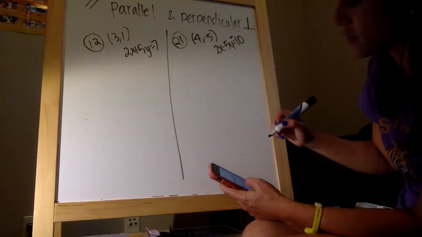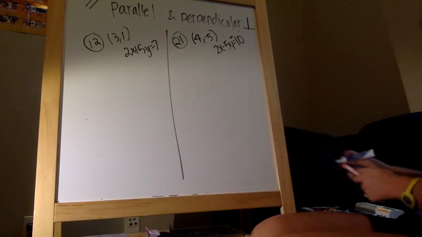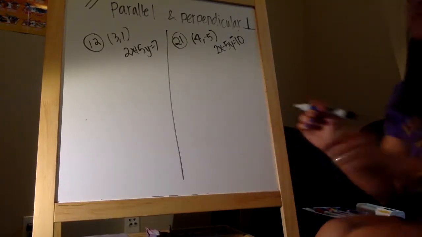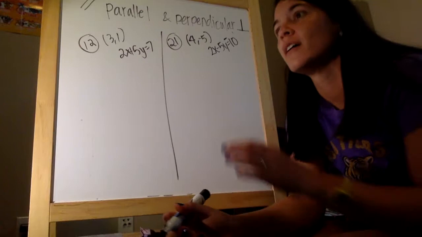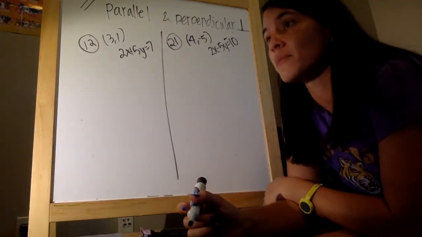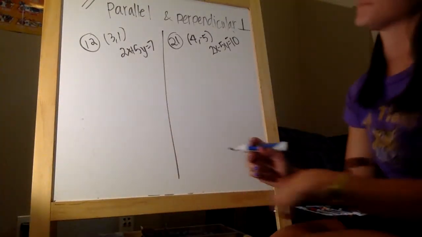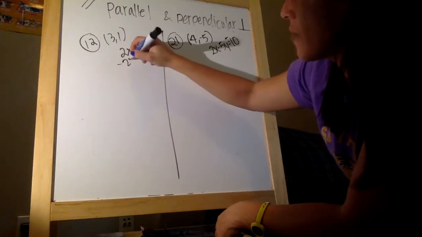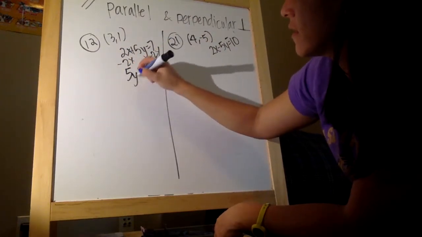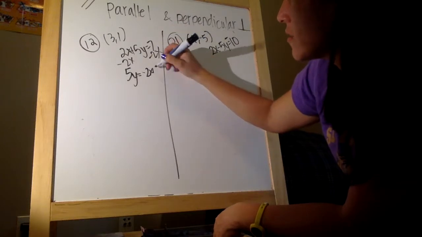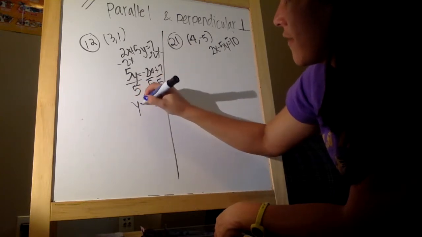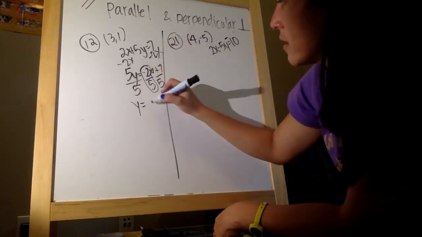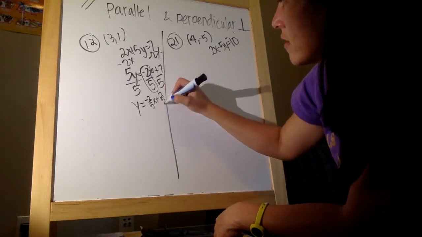Oh, that's kind of funny. 2x minus 5y. 2x plus 5y. Okay. So again, we need to find the slope. This is not in slope-intercept form, so we need to put it in slope-intercept form. We need to do minus 2x. 2x plus 7, divide by 5. And the slope is negative 2/5.